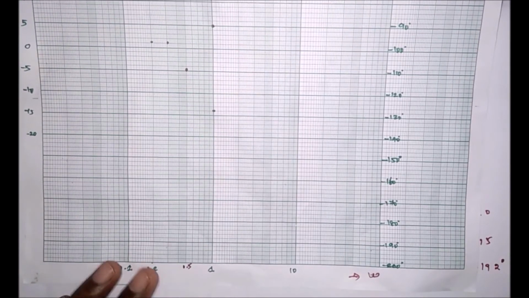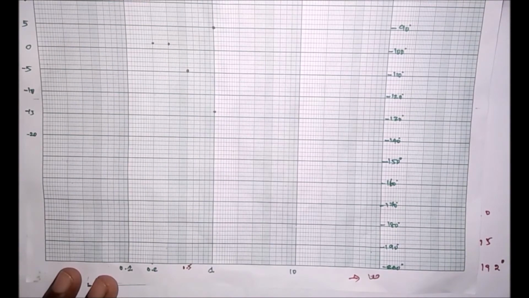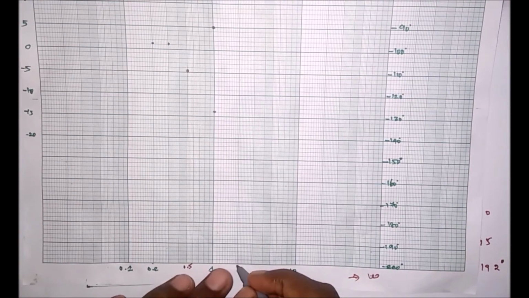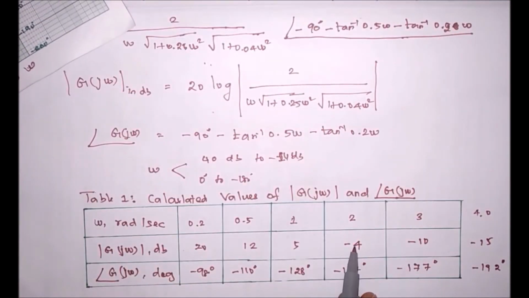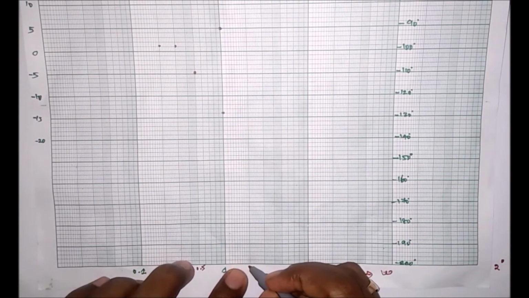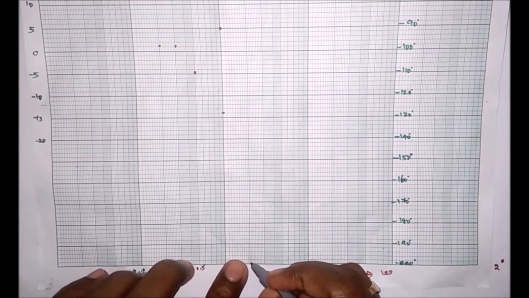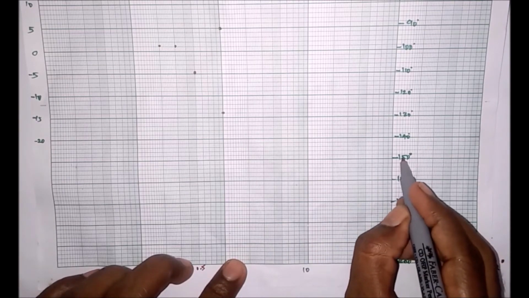Next, omega equal to 1, and then omega equal to 2. So this is omega equal to 2. The corresponding angle is minus 157. Here, minus 4. So omega equal to 2, the angle equal to minus 157.